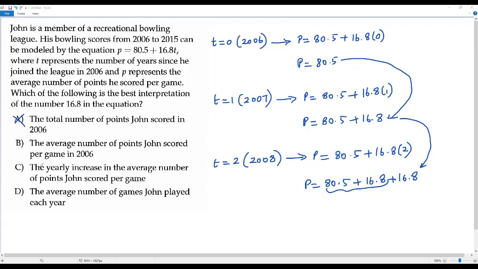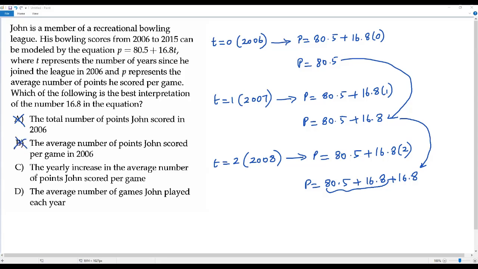Now let's go to answer choice B, the average number of points John scored per game in 2006. Already we got the average number of points John scored per game in 2006, which is 80.5. But answer choice B says 16.8 represents that average. So this is also incorrect. We can reject answer choice B as well.